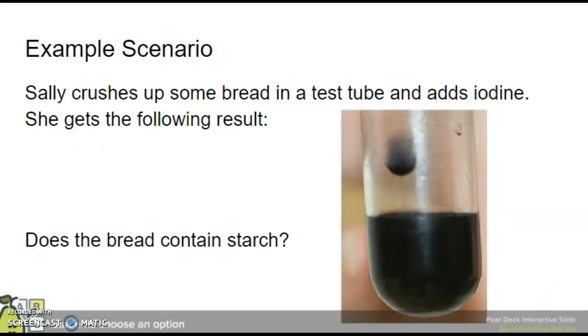So here's an example scenario. Sally crushes up some bread in a test tube. She adds iodine, and she gets the following result. She wants to know, does the bread contain starch? You'll notice it turned black. So yes, it does contain starch.